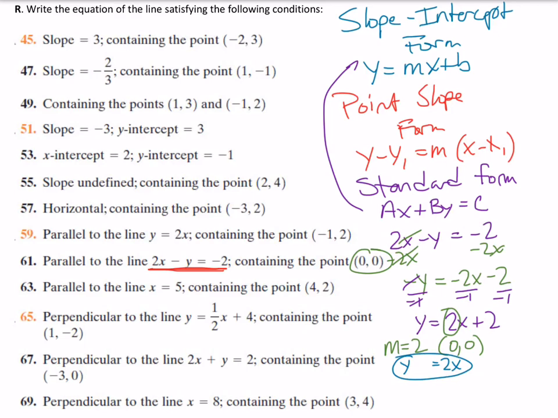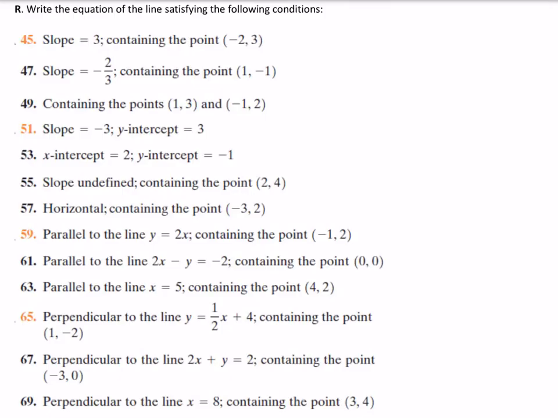Now let's do it where it is perpendicular. So for parallel, you have to have the same slope, especially if it is in slope-intercept form. If it's in standard form, change it to slope-intercept form so that you know what the slope is that you need. Like, for example, let's do number 65. Perpendicular to the line y equals negative 1/2 x plus 4, containing the point (1, negative 2).